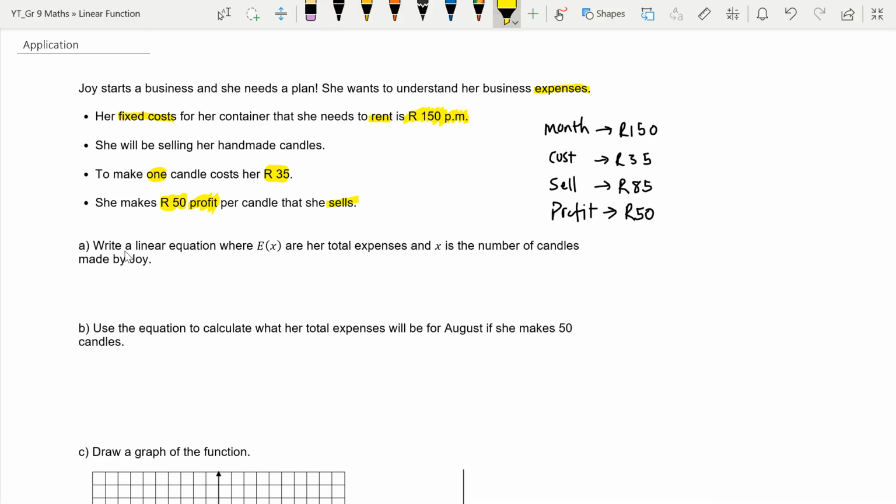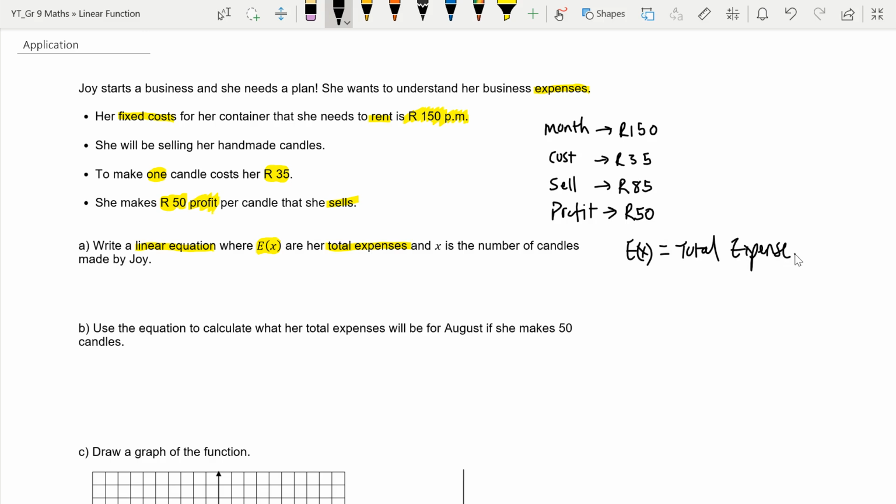Okay, question 1. Write a linear equation, where E(x), I hope that notation kind of rings a bell for you. Think about that idea of where we had f(x) and g(x). It's just a notation, right? It's a notation for an output value. Where E(x) are her total expenses, so E(x) represents her total expenses.